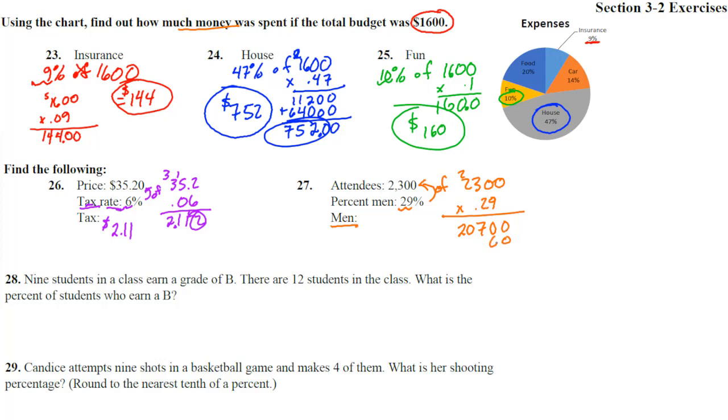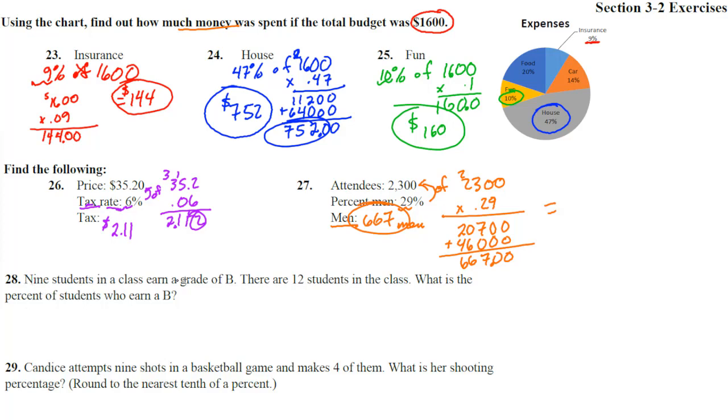Second row, put a 0 there. 2 times 0 is 0. 2 times 0 is 0. 2 times 3 is 6. And 2 times 2 is 4. Add those together. 0, 0. There's a 7. There's a 6. There's a 6. How many digits behind the decimal? 2 of them. So we got 667. 667 men. Excellent.